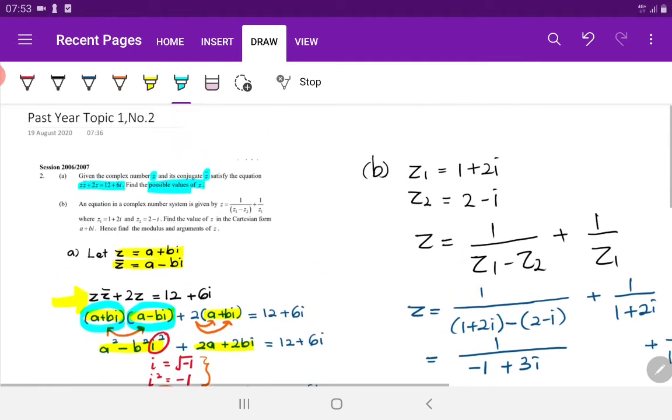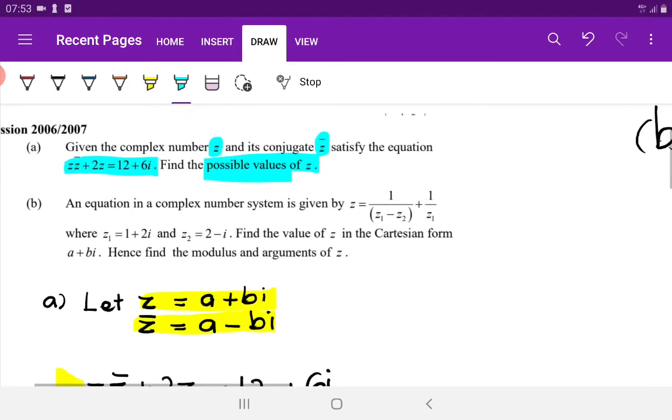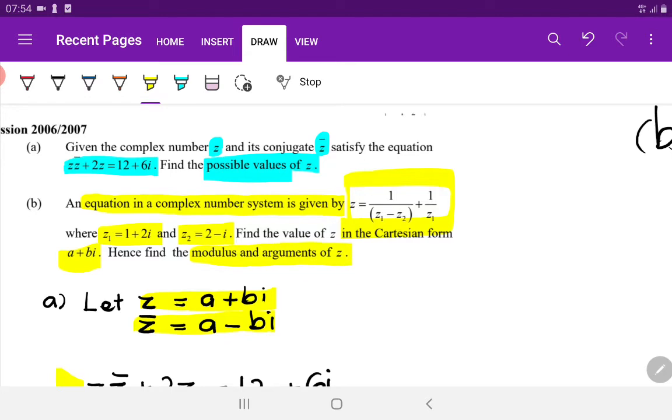Next, take a look at question B. We have an equation in a complex number system given as follows, where Z1 and Z2 values are given. And then we need to find the value of Z in the Cartesian form A plus BI. Hence, find the modulus and arguments of Z.